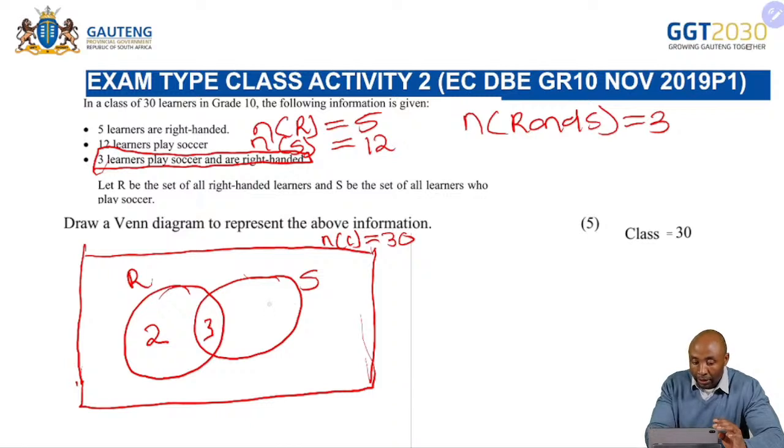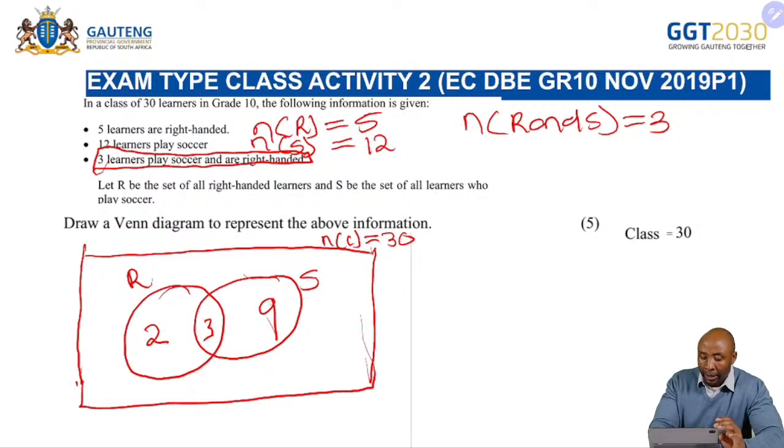On the soccer side, I have 12 learners that play soccer, meaning the whole circle for soccer must have a total of 12. But I have those 3 that are right-handed as well as play soccer, so here I'll have 9, so that if I have 3 plus 9, I must get the whole circle for soccer must have a total of 12.